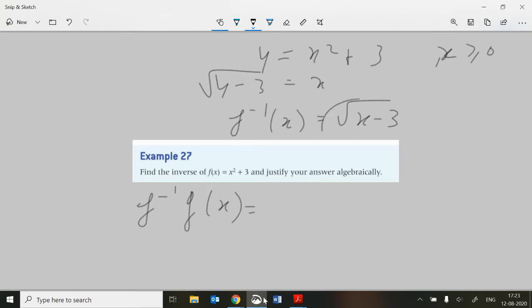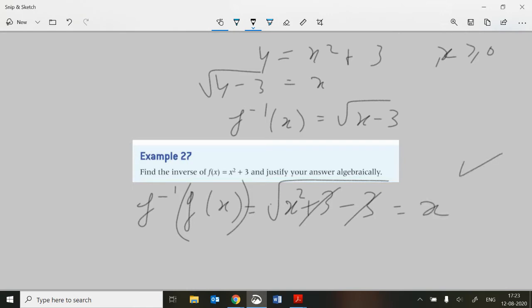So when we substitute f of x into f to the minus 1 of x, where we normally see x in f to the minus 1 of x, we are substituting in f of x. What is f of x? It's this thing here. So we're going to put in x squared plus 3. Now, those two things are going to cancel, and the square root of x squared takes us back to x. So we're happy about this. This is good. So we have justified this algebraically.